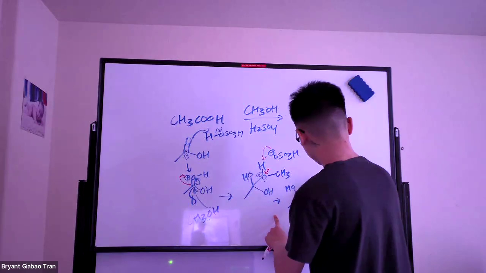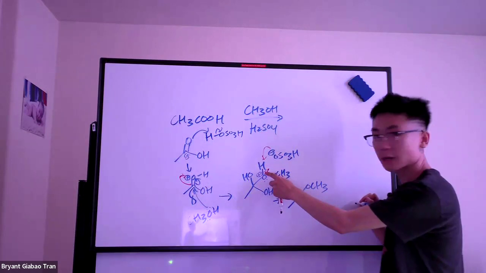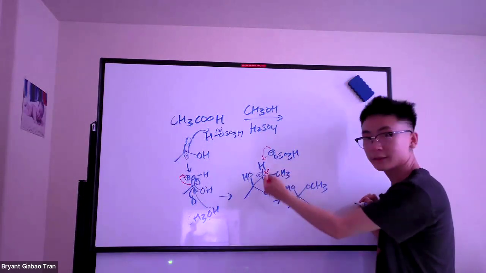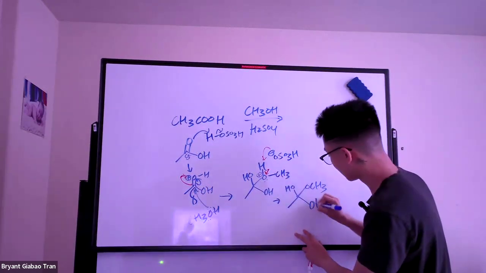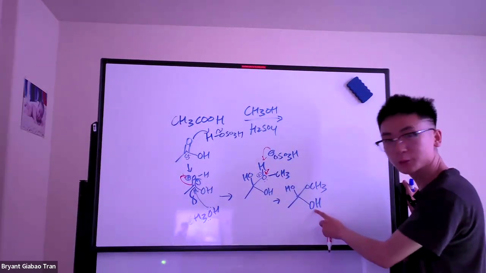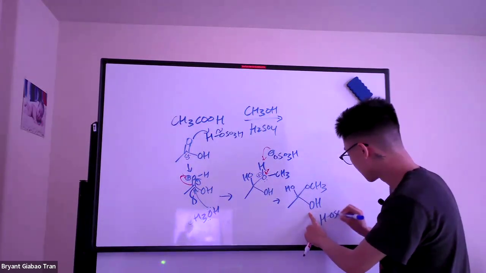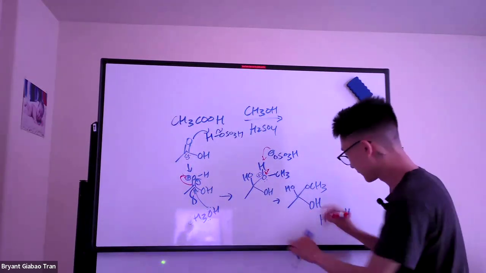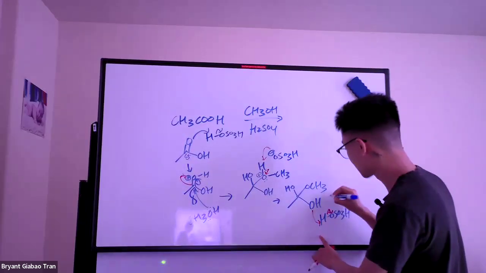That would make this oxygen neutral, no more plus charge, because it gained a pair of electrons from the bond between the oxygen and hydrogen once we deprotonated that. Now, we want this OH group to leave, but right now it's a bad leaving group. To make it into a good leaving group, we have to protonate it using the acid, making that oxygen a positive charge, which is a good leaving group.